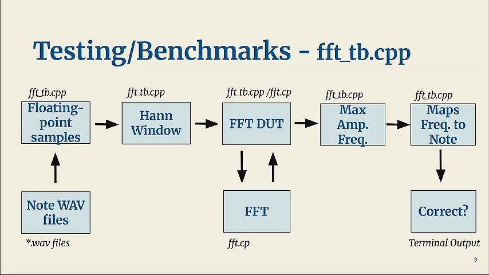Each WAV file had an instrument playing a single note. We then had that WAV file inputted into a floating point conversion function that created floating point samples, and then those floating point samples went through a Hann window to then be an input into our FFT DUT. Our FFT DUT then computed the frequencies for the samples, and then we generated the max amplitude frequency and converted that into the corresponding note.